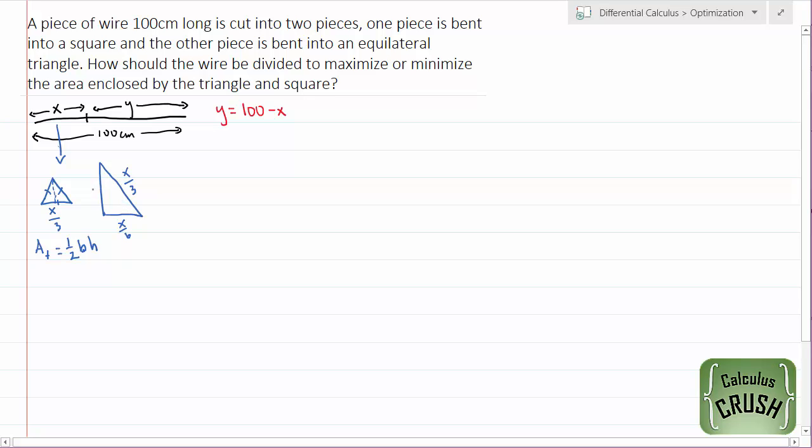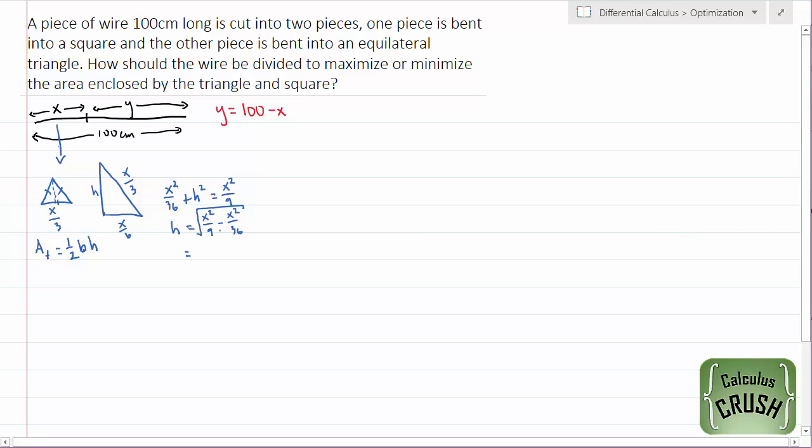Now we need to figure out what this is. I'll call it H for the height. Using Pythagoras' Theorem, we have X squared over 36 plus H squared equals X squared over 9. Now we solve for H. H equals the square root of X squared over 9 minus X squared over 36.